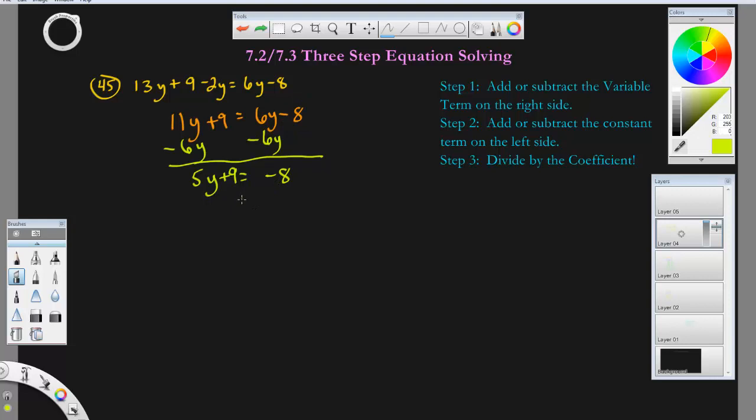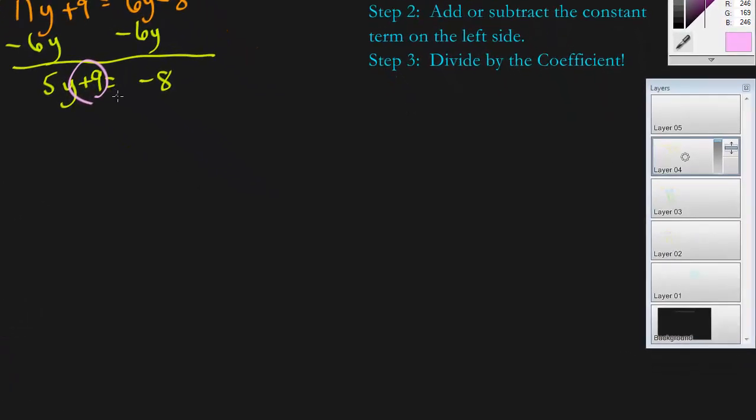Again, if you're doing your homework and you're very confused by these problems, there's just a handful of them on 7-2. Do not ignore them. They're so important. The last, or step 2, the constant term, which is the plus 9, I'm going to subtract it from both sides. Always doing the same thing to both sides. Always. 5y equals negative 8 minus 9 would be negative 17. And we can see that this is not going to come out even at all. We're going to get some kind of weird improper fraction.